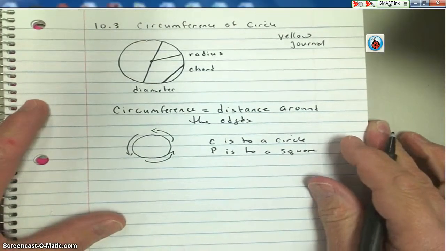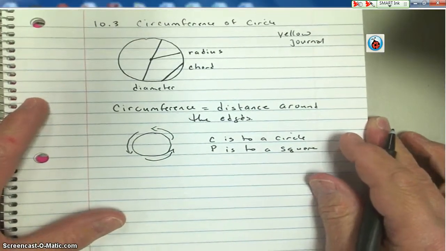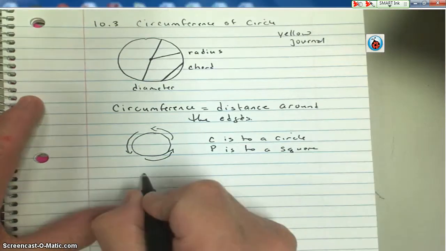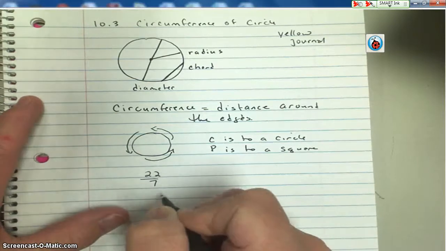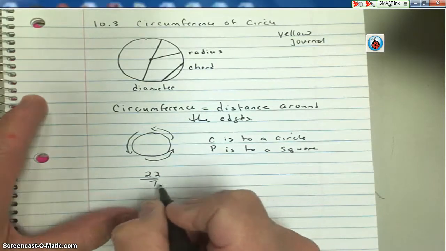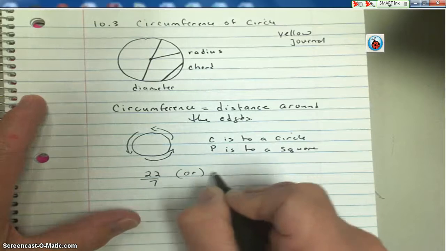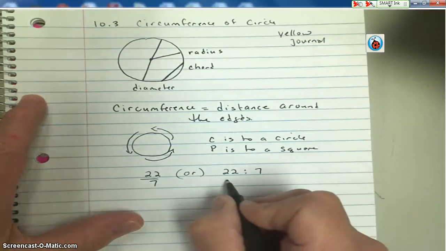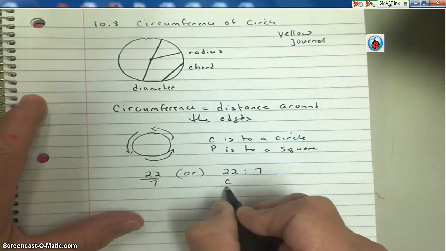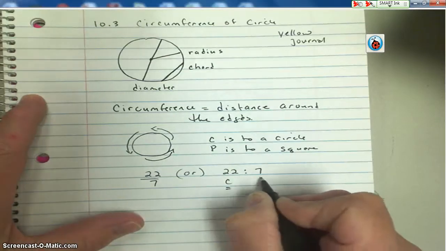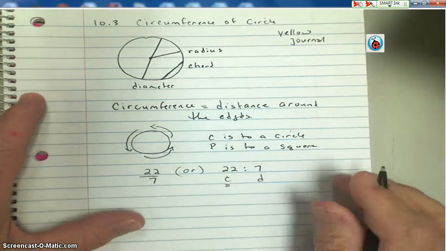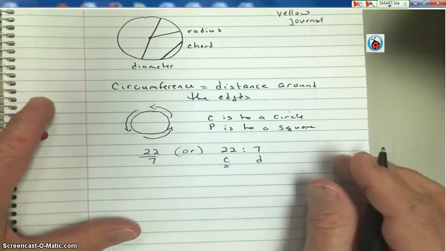So in order to calculate circumference, we need to know the ratio of any circle's circumference to its diameter is always going to be this ratio. So 22 to 7, or we can write it like this, or we can say 22 to 7. We know about ratios. This is the circumference, and this is the diameter. So the ratio of circumference to diameter is always the same in any circle.